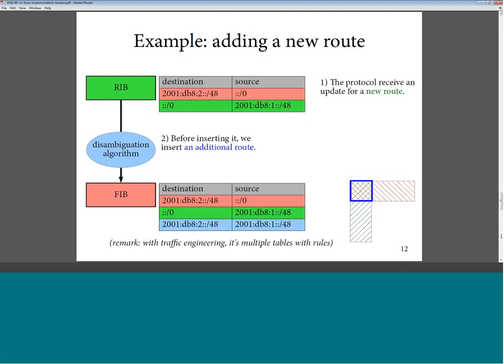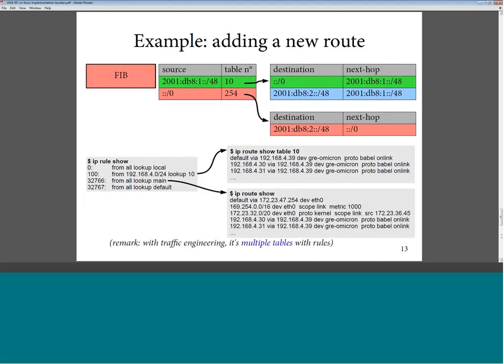Now remark that with traffic engineering, we use multiple tables. But because the FIB is not ambiguous, it's now just a matter of representation. So the routing is correct. You can also see on this slide some real example of a disambiguated FIB. Okay, next.